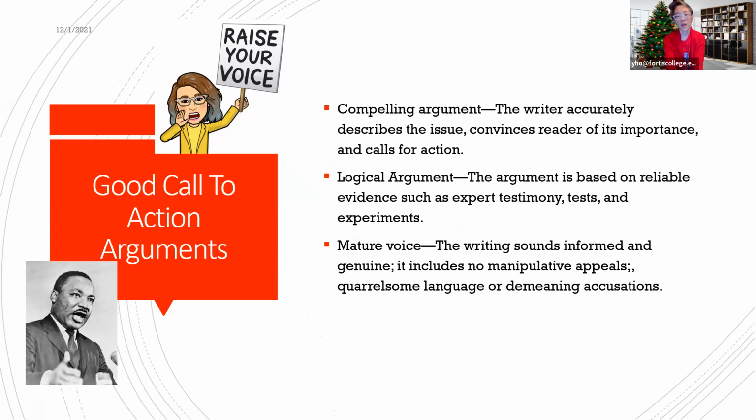Good call to action arguments. So in order to write a good call to action paper, you need to have a compelling argument, you need to have a logical argument, and you need to have a mature voice. In a compelling argument, the writer accurately describes the issue, convinces the reader of its importance, and calls for action. In a logical argument, the argument is based on reliable information, such as expert testimony, tests, and experiments, and also a mature voice.